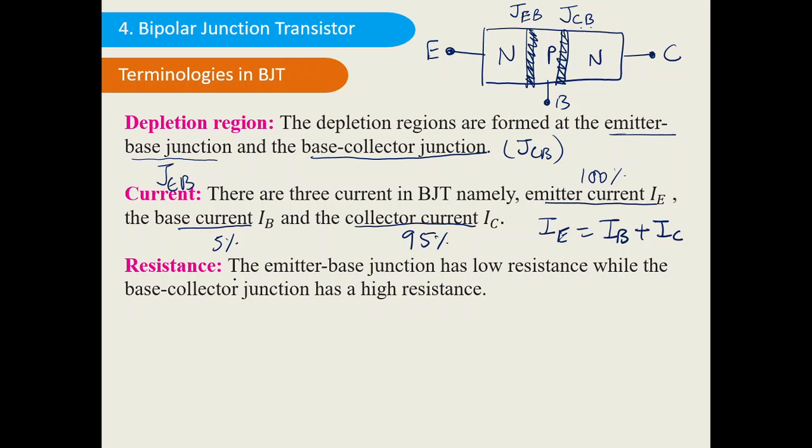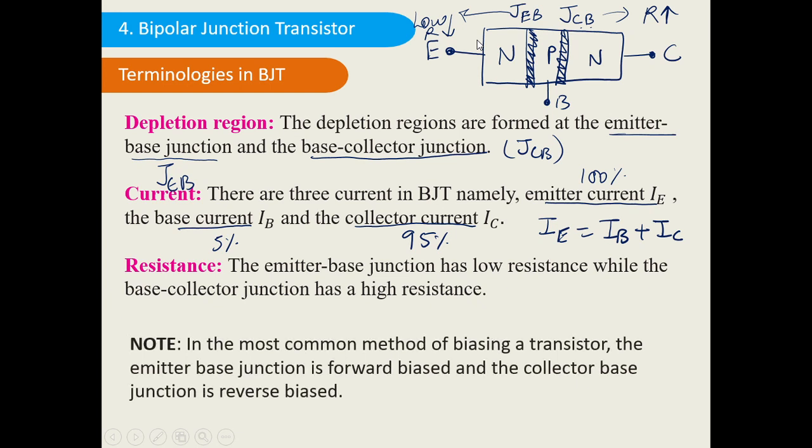Resistance. So what is the resistance? The emitter base junction has low resistance while the base collector junction has very high resistance. So there are two junctions. The input side has very low resistance, while the output side, the collector base junction, has very high resistance. The resistance of this junction is very high, while the resistance of the other junction is very low.